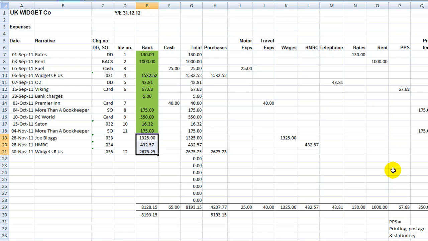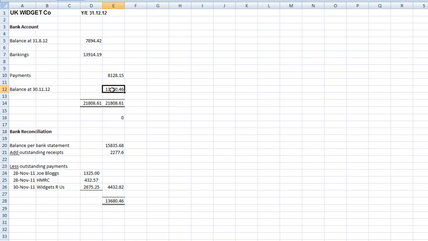So I have a balance at 30th of November in my bank account of £13,680.46, which would be the amount in my actual bank account if everything I had paid in and paid out had been agreed to my statement by that date. I have established that that is not the case, so I need to reconcile the figure I expect to be in the bank per my spreadsheet with what is actually in the bank per my bank statement.